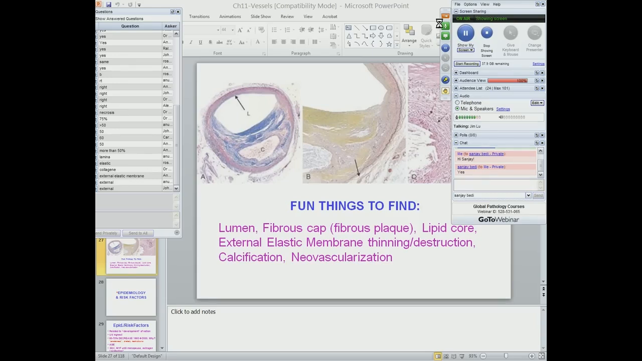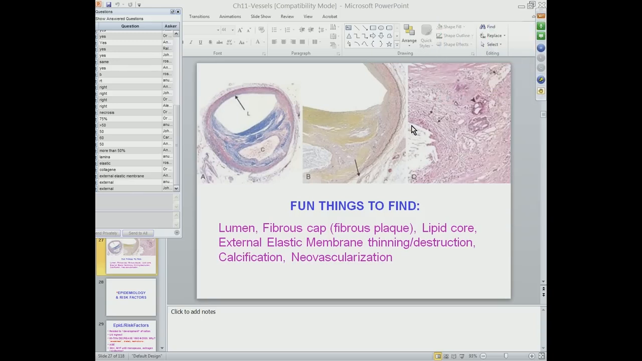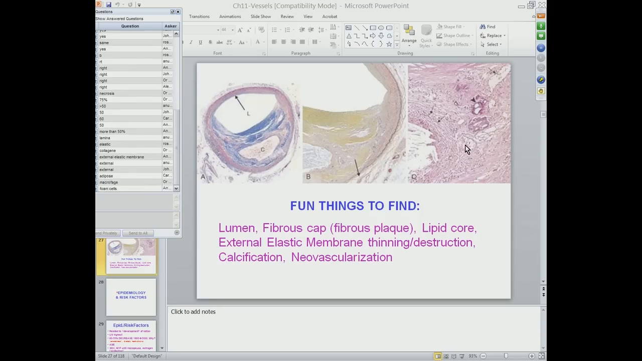Now, in the third picture, let me ask you some questions here. What do you think most of these cells are over here? They have a nucleus, but there's a lot of clear cytoplasm around them. Yeah, those are foam cells. You all know that. Here's a tougher question.